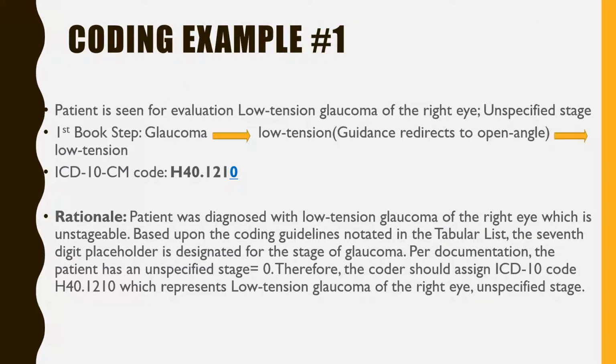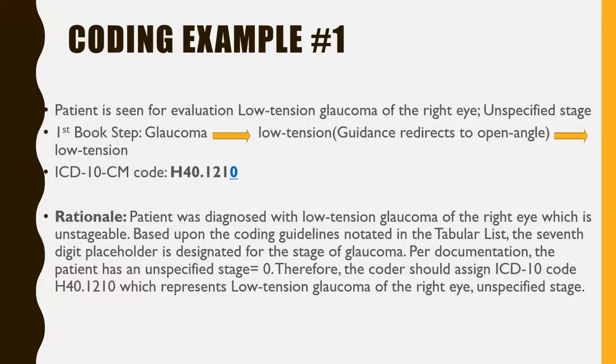So in our first coding example, our patient is being seen for evaluation of low tension glaucoma of the right eye with an unspecified stage. So in our first book step, we're going to identify our main term, which is glaucoma. Remember, it is not right eye. Eye just identifies the anatomical location in which the glaucoma is located. Again, when we're trying to identify our ICD-10 code or our diagnosis, we want to look for the main term or the issue why that patient is being treated or evaluated.